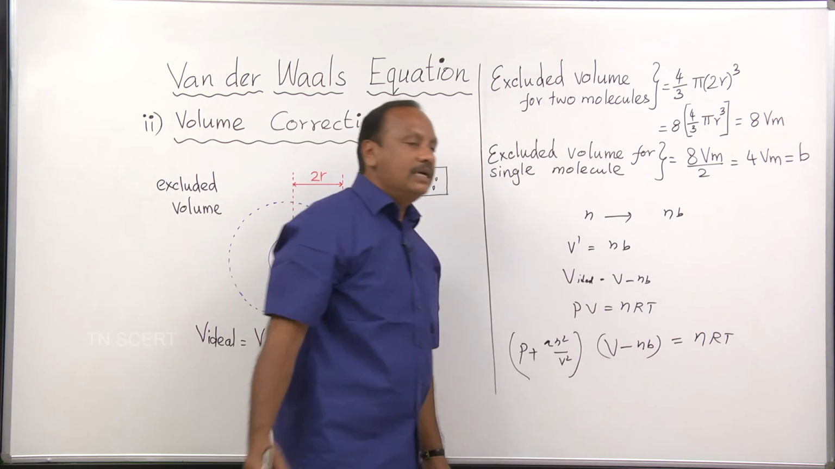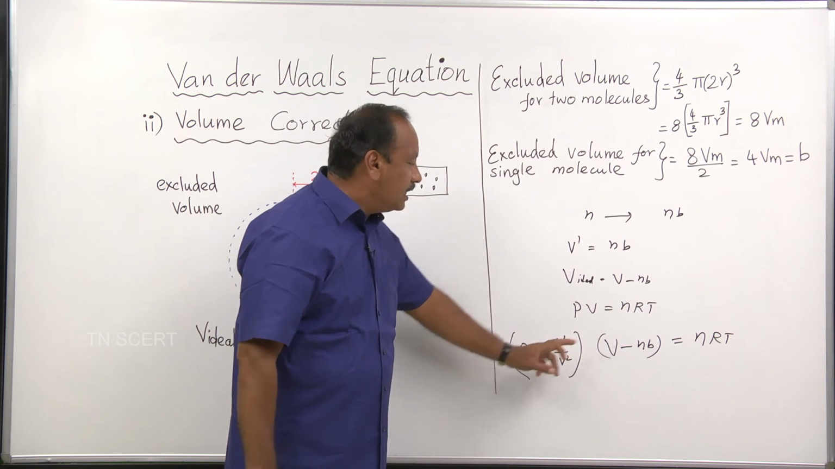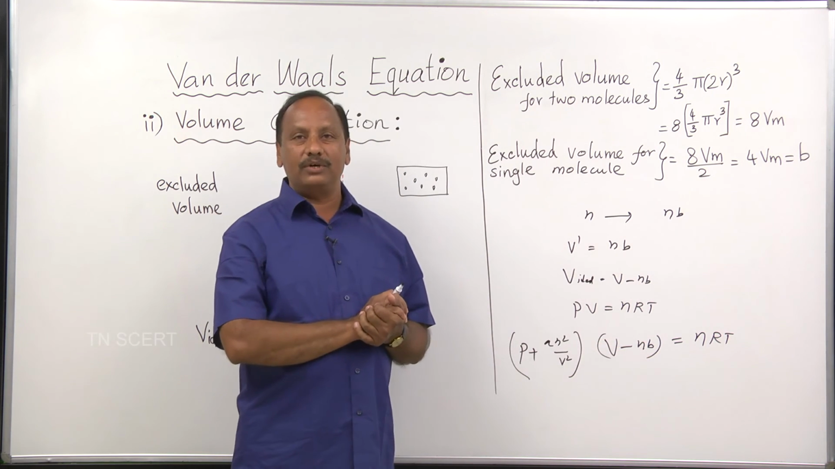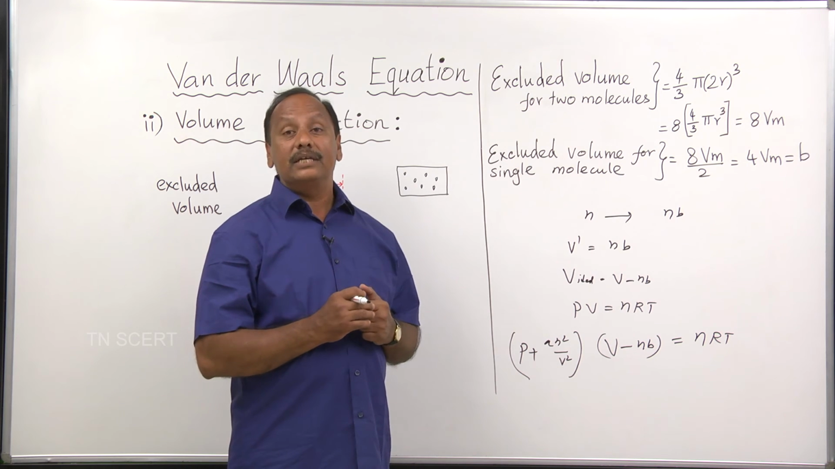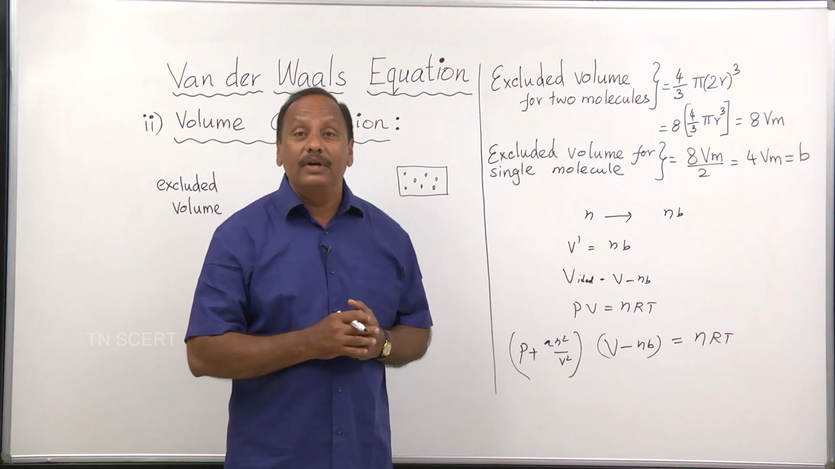This equation is known as the Van der Waals equation for n moles. In this equation, a and b are known as Van der Waals constants, which depend on the nature of the gas. So, this equation is used to explain the behaviors of real gases.